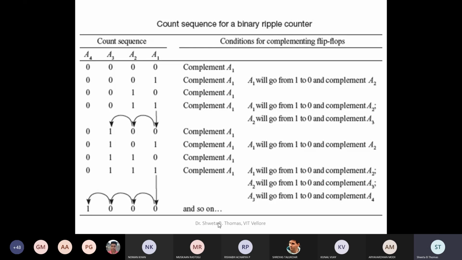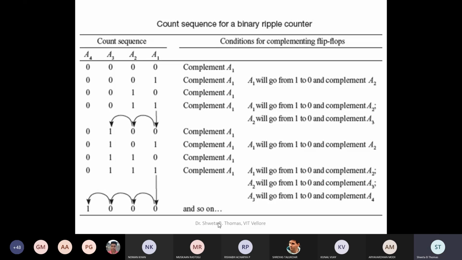Are you able to see this table, students? Try to understand the concept. It is very important. A1 is complemented, but it doesn't affect A2 because A1 changed from 0 to 1. Now, in the next complement, when A1 goes from 1 to 0, it will complement A2. Just see the third row in the entries. When A1 goes from 1 to 0, it will complement A2. Just see, 0001 became 0010.